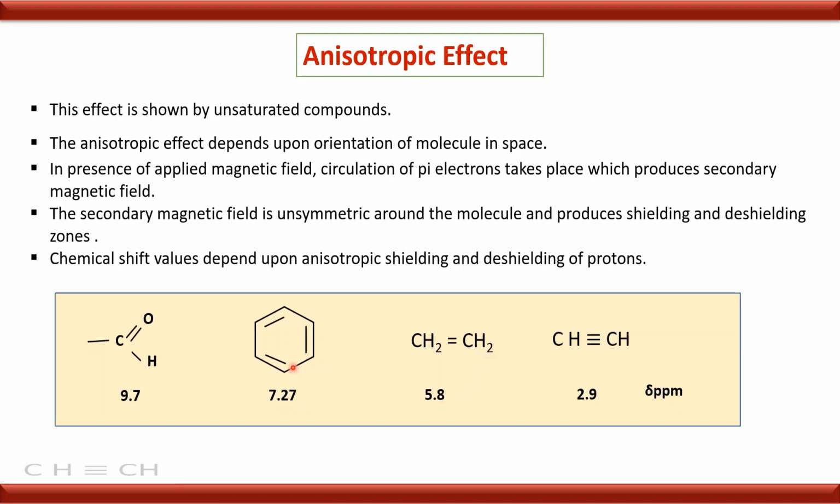In the case of benzene, due to the anisotropic effect, the protons on the benzene ring are present in the de-shielded zone and its chemical shift value is 7.27. For aromatic protons, the chemical shift range is 7 to 8 delta, which is the characteristic value for aromatic protons. In the case of carbonyl compounds, for example an aldehyde, the proton is present in the de-shielded zone. Its chemical shift value is much higher, that is 9.7 delta.